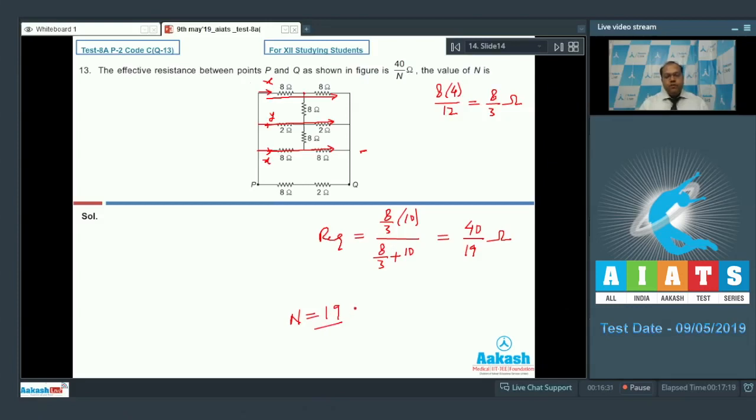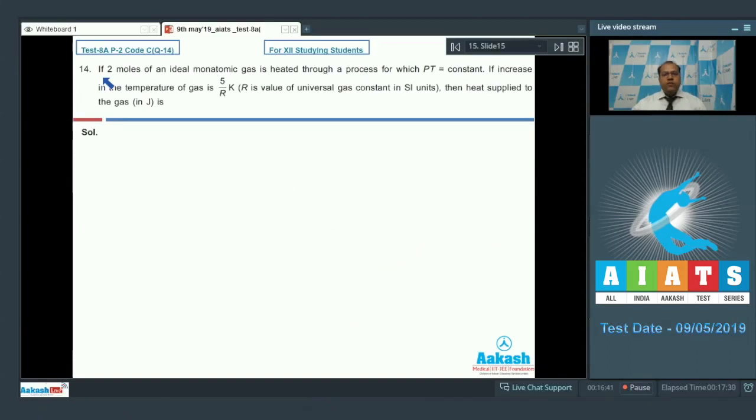Let's move to question number 14. In question number 14, 2 moles of an ideal monatomic gas is heated through a process for which P T is equal to constant. If the increase in the temperature of the gas is 5 by R Kelvin, then the heat supplied to the gas in joule is. The process equation is PT equal to constant, or T can be replaced as PV, because the gas is ideal in nature, so P into V raised to the power half is equal to constant.